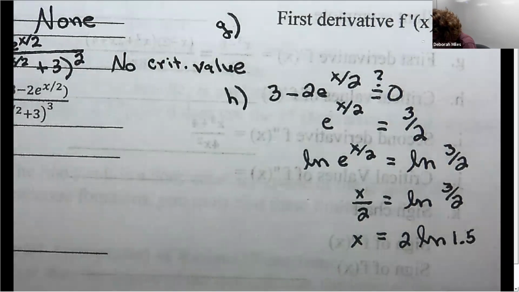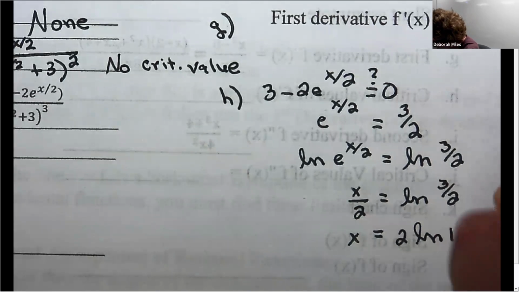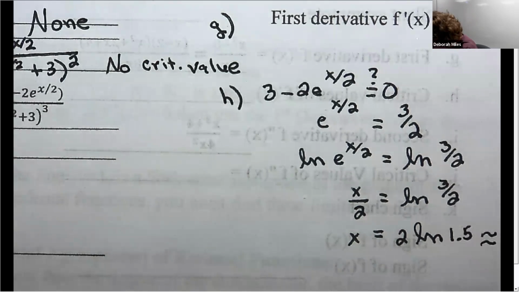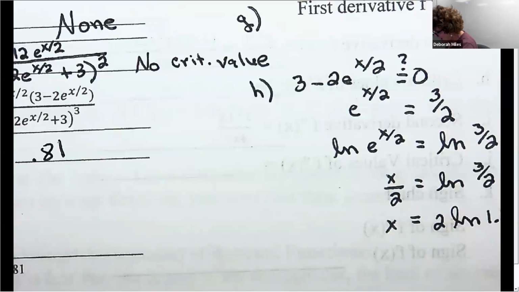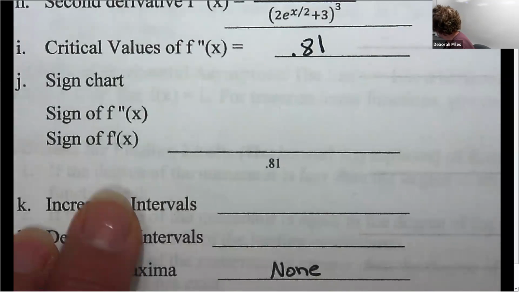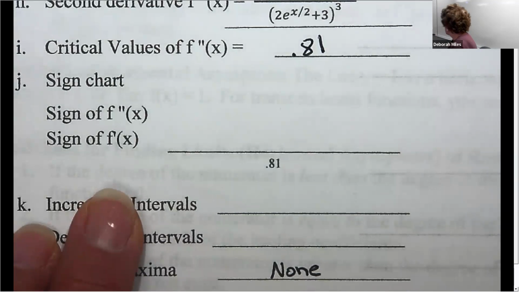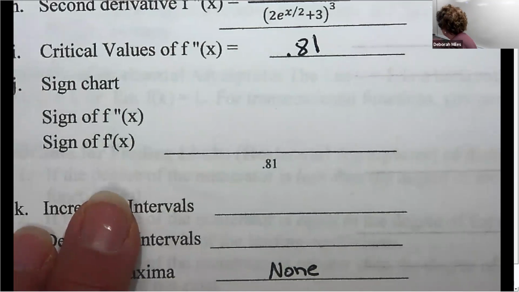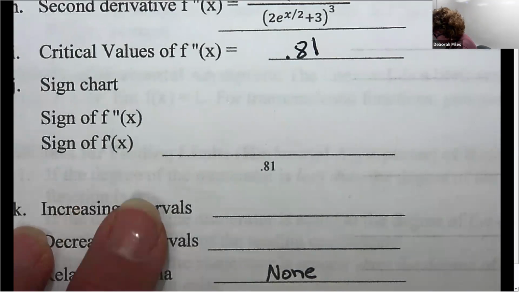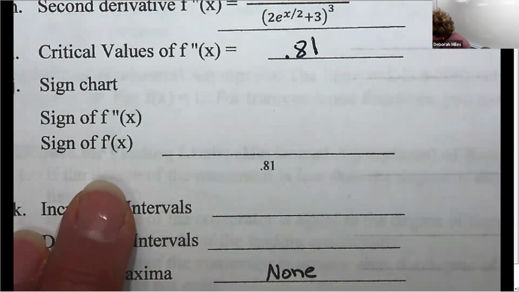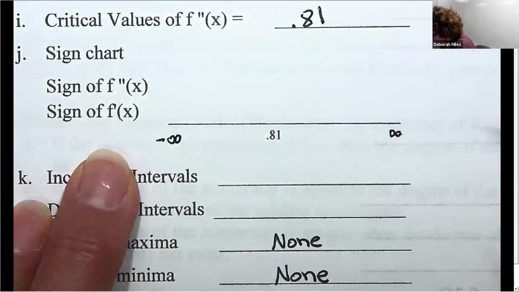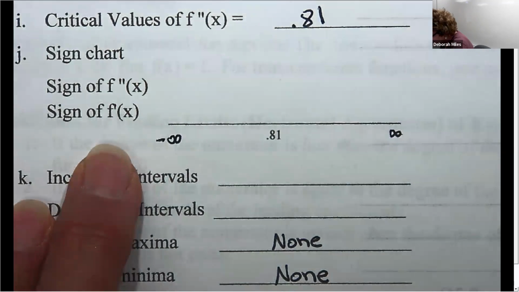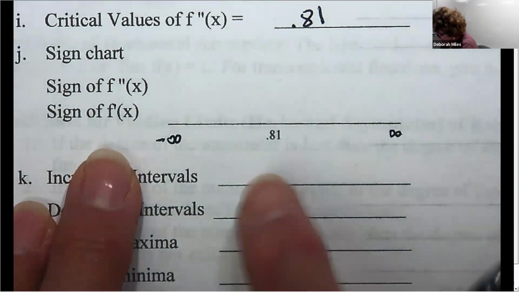And I believe I punched that on the calculator. Somebody double check this, but I got 0.81-ish. That's why I have my 0.81 on the number line. Again, I'll tell you if I want an exact value. If I don't say give exact values, you can assume decimal approximation's okay. All right, sign chart. That function, we said its domain was negative infinity to infinity. There are no critical numbers of the first derivative. There's only a critical number for the second derivative.